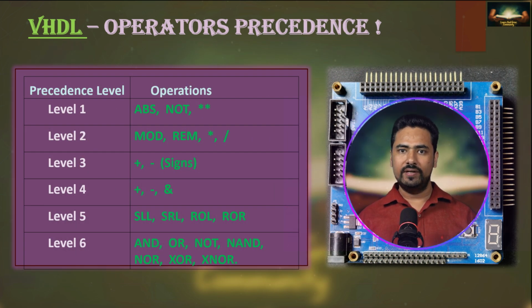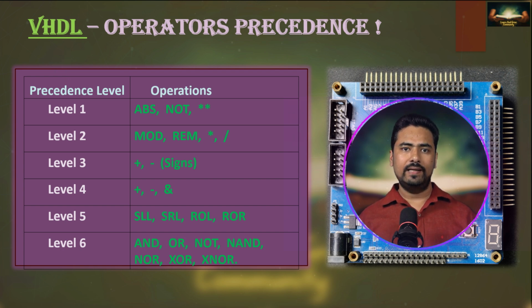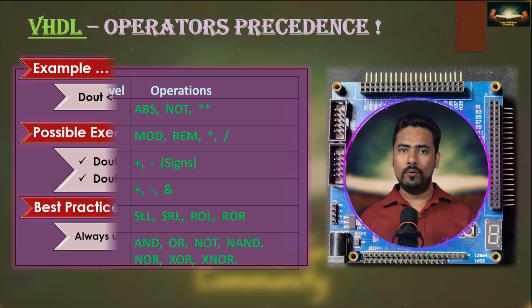Now, this session is important to understand, especially when you need to use multiple operators in one single expression or statement. Because when you are using more than one operator, then VHDL follows the operator precedence to perform the action. And if you are not aware of this VHDL precedence, then you may not get the right results. So keep this in mind. So the first question is, what is this precedence all about?